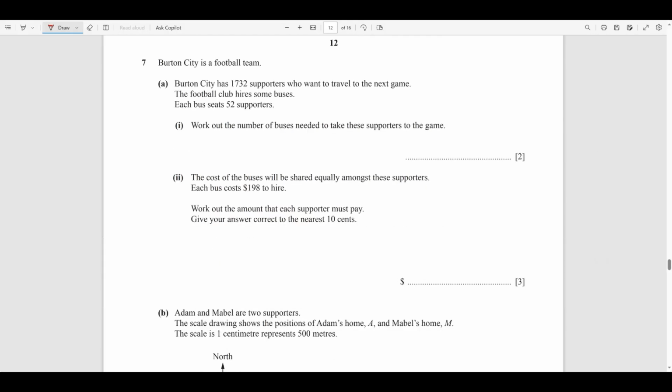Burton City is a football team. Burton City has 1732 supporters who want to travel to the next game. The football club hires some buses. Each bus seat has 52 supporters.